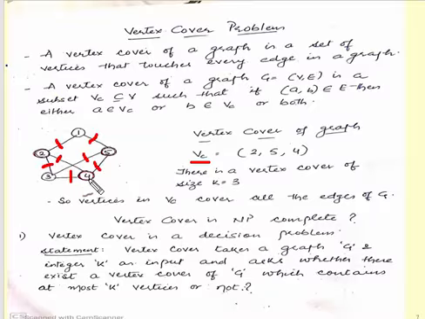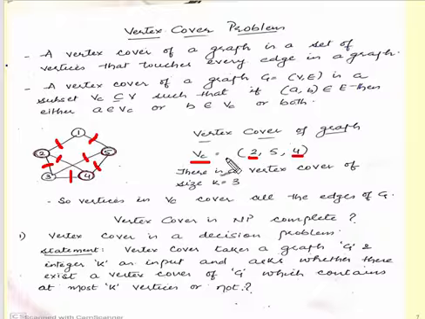Suppose I take 2 and 1 first. So 2, 1 is an edge; (a, b) is an edge that belongs to E. Yes, 1, 2 is an edge. Then either 1 should belong to VC, but here 1 is not there, or 2 should belong to VC. Yes, 2 is here. Or you take this 2, 4 edge. Then either 2 should belong to this VC, yes, 2 is here, or 4 should belong to it, or both. So actually here both 2 as well as 4 are here. So that is the definition of your vertex cover.